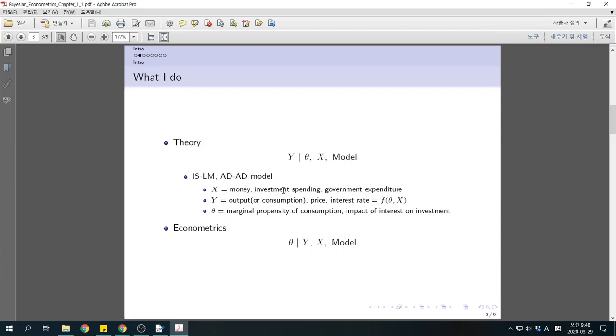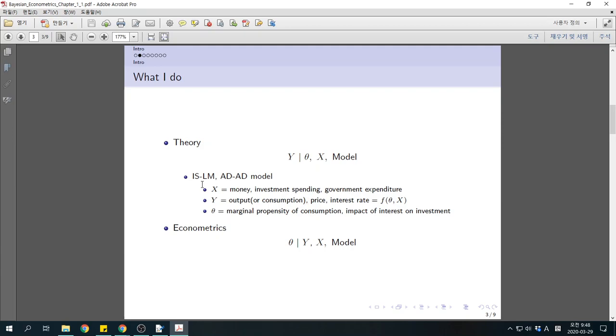So whenever we express the equilibrium or the solution, it should be expressed in terms of exogenous factors or variables, theta and x. And whenever we express the model, not the solutions, it must be expressed by the relationship among the endogenous variables and exogenous variables.